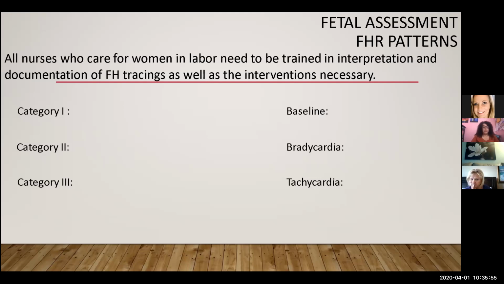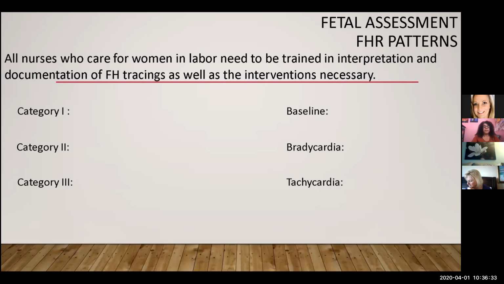So normal baseline is usually between 110 to 160 beats per minute. Quick changes above or below that are okay. We don't want to see long, prolonged variances outside of that range. We'll discuss those in a minute too. So with fetal bradycardia, the fetal heart rate is below 110 beats per minute and lasts 10 minutes or longer. So before we can call it fetal bradycardia, it has to be at the 10-minute mark or longer.